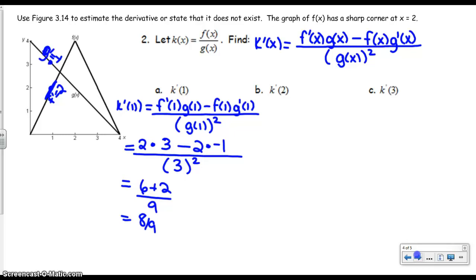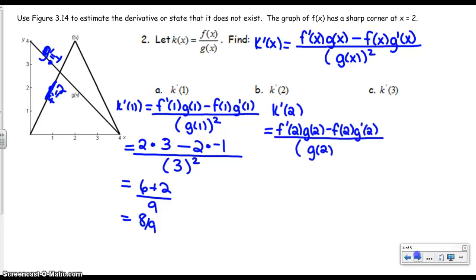Okay, so for part B, we're going to set up the same thing. k prime of 2 is equal to f prime of 2, g of 2, minus f of 2, g prime of 2, all over g squared. Now, if you remember, f prime of 2, that's that sharp corner, f prime of 2 does not exist. If you take does not exist times anything, it still does not exist. So because f prime of 2 does not exist, you can automatically say the answer is D and E. The derivative does not exist for k prime of 2.